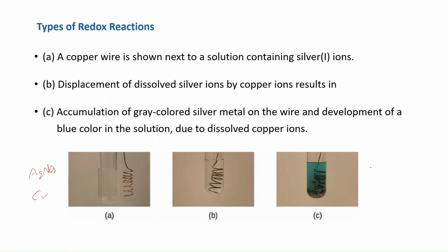The solution is copper nitrate. And copper nitrate is blue. The solution went from clear to blue. What happened to the copper? Well, you have silver being deposited on top of it, and that's why it looks dark. So that's a redox reaction that you can visibly see the reaction taking place. Okay?